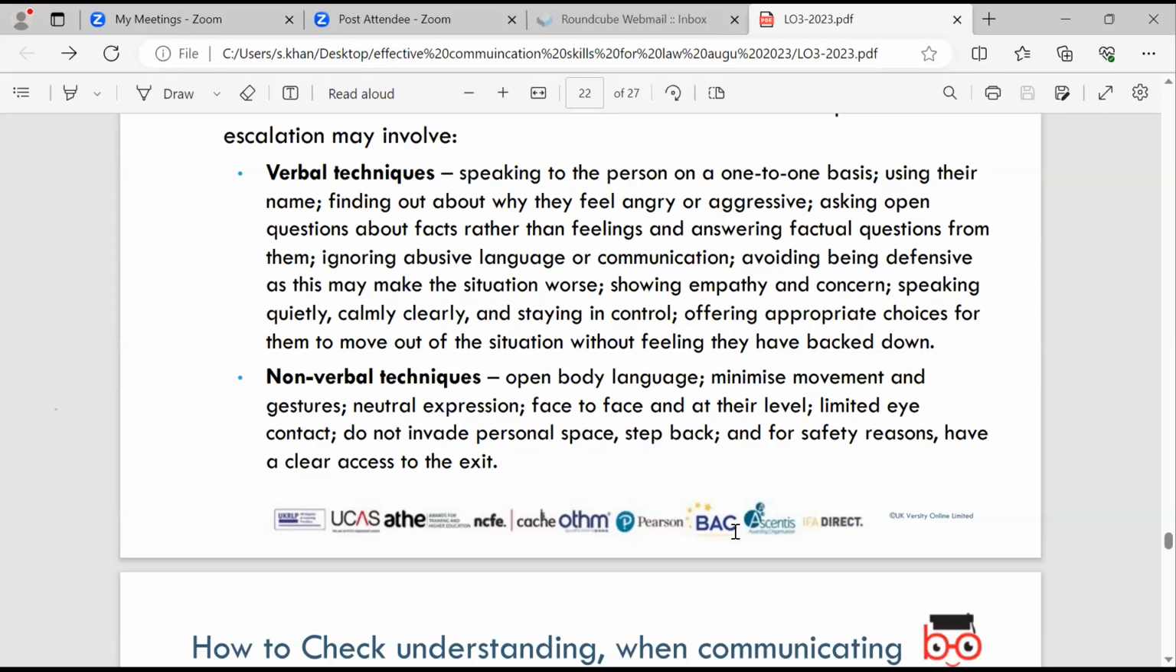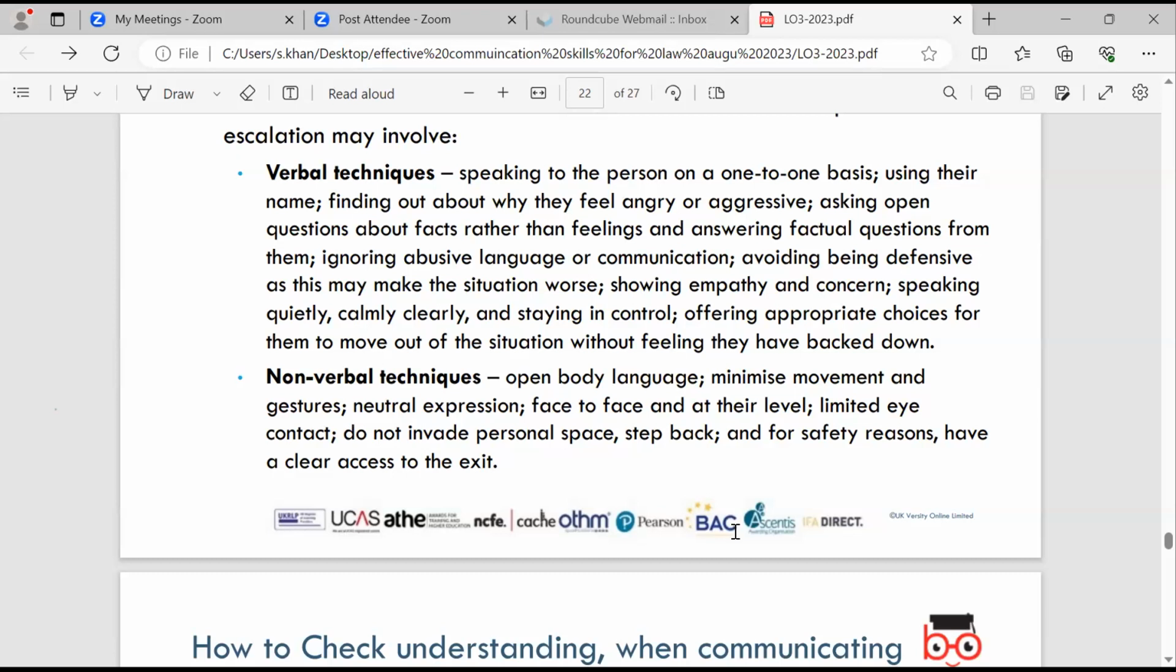ignoring any sort of abusive language or communication, as Olu mentioned, avoiding being defensive as this may make the situation worse, showing empathy and concern, speaking quietly, calmly, and staying in control, offering appropriate choices for them to move out of the situation without feeling they have been backed down.